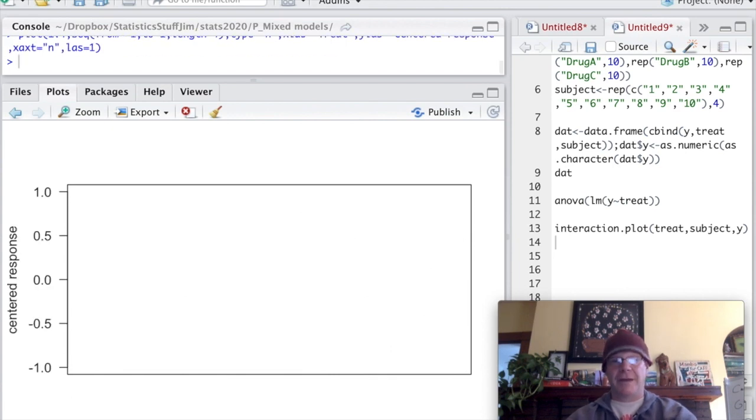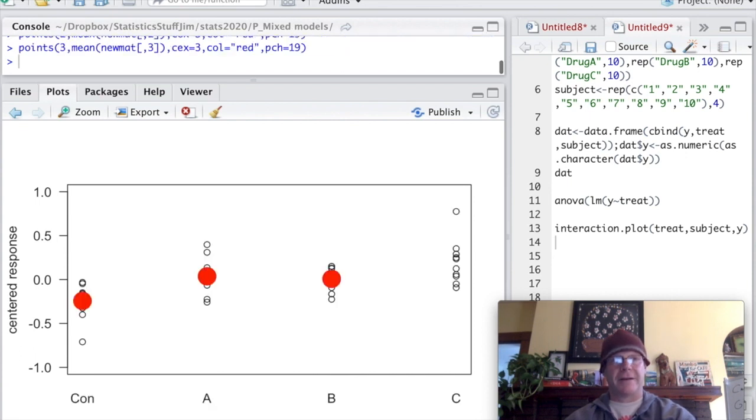And so what I'll do then is I'll have a plot where I have it centered now at 0. So I expect the mean of each subject, of each individual in the study, I expect the mean across all 4 treatments to equal 0. And we can go ahead and plot and see what that looks like.